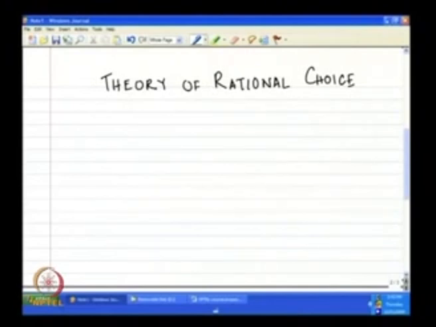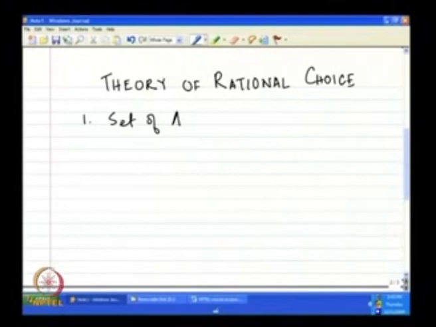It says that in any situation, every decision maker has a set of actions available to him, and this decision maker, or what we shall say as economic agent maybe, will take that decision that is best for him according to his preferences. So there are two components to this rational choice theory. First is the set of actions of an individual, of an economic agent maybe. It can be other kinds of agents also. And second is the preference of that individual.